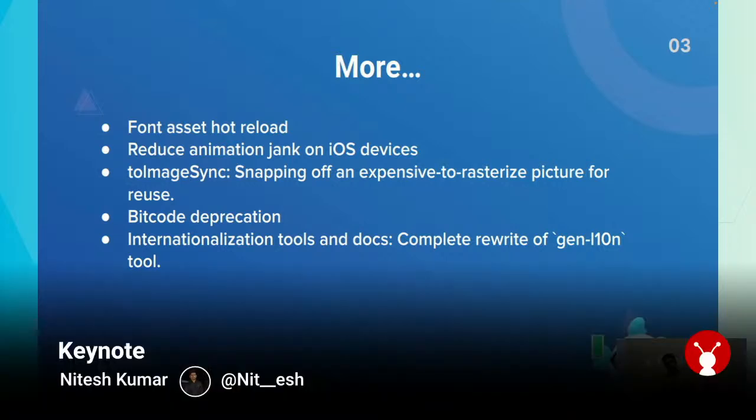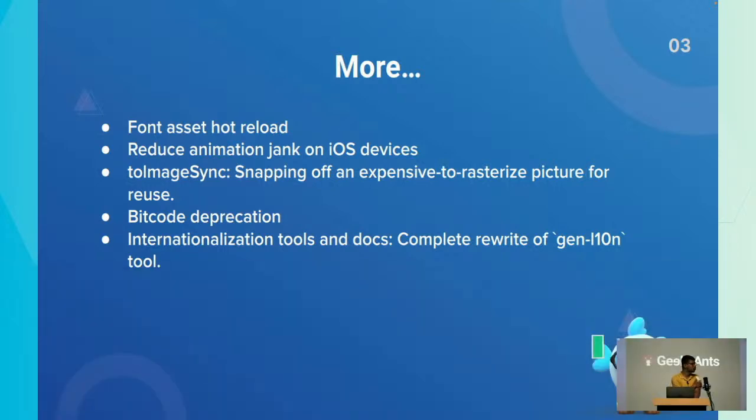Now, toImageSync actually helps us render images in a much better way. Earlier, I think it was a bit async. It was just the toImage property that we used to use. But now I think we have toImageSync. So it actually helps us render the image much faster.